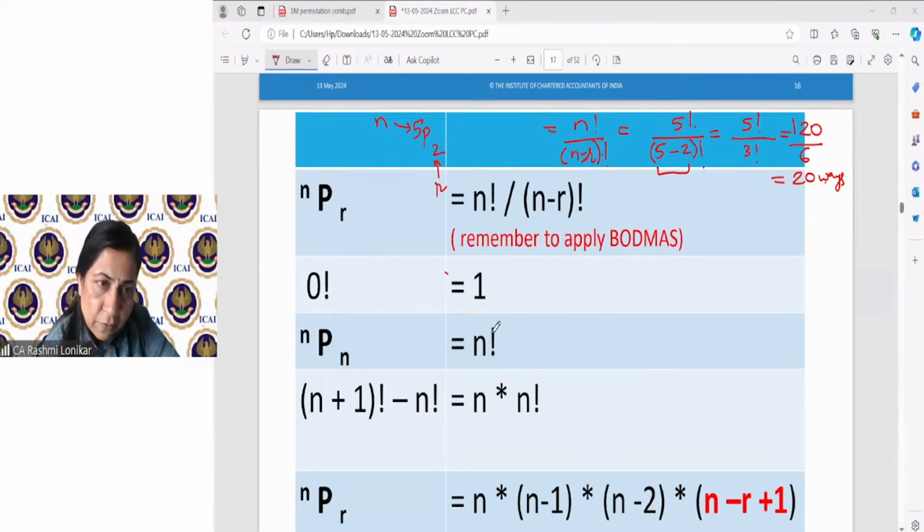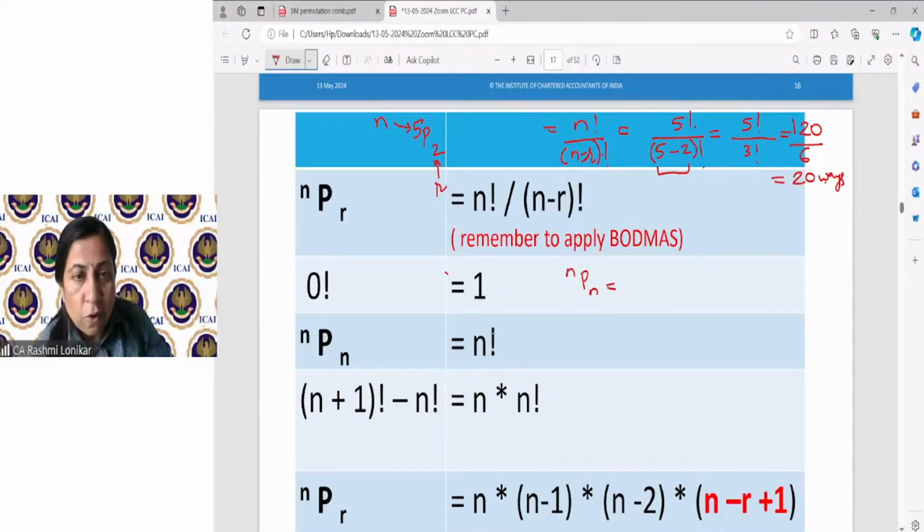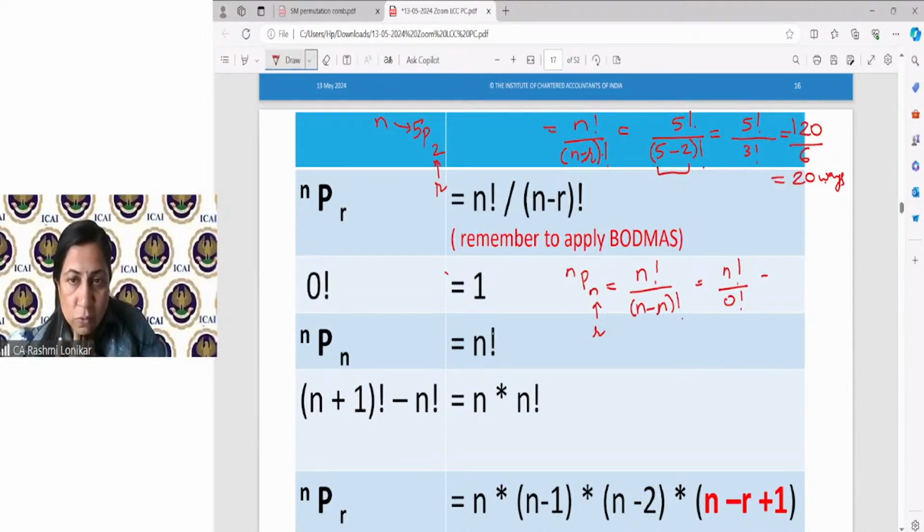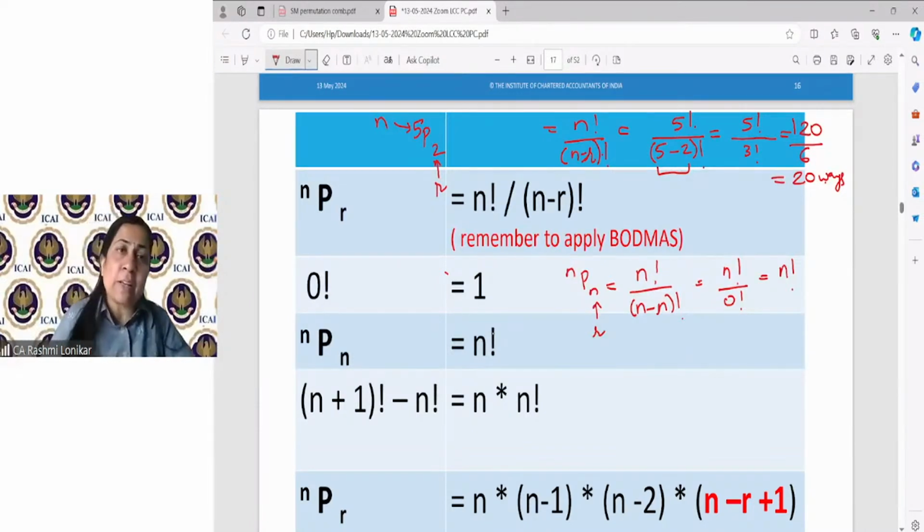Then nPn is n factorial. Let us see. nPn. What is the formula? n factorial upon (n minus r) factorial. Now this n that is written at the bottom is my r over here. So n factorial upon (n minus n) factorial. I will solve the denominator first. n minus n, that is the bracket first. n minus n is 0. 0 factorial, I know 0 factorial is 1. So which is equal to n factorial. So sometimes even if I don't remember this by heart, I can always solve it over there and do it.